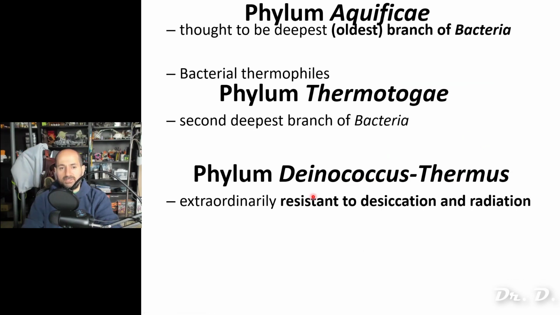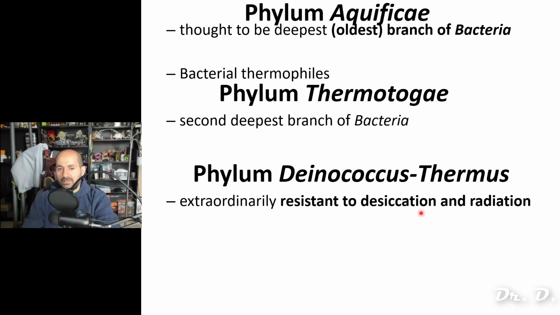Deinococcus-Thermus. What you need to know about this phylum is that they are extraordinarily resistant to desiccation and radiation. They are weirdly resistant to desiccation and radiation. What does desiccation mean? You should know that desiccation means drying out, right? So these are resistant to dry conditions.